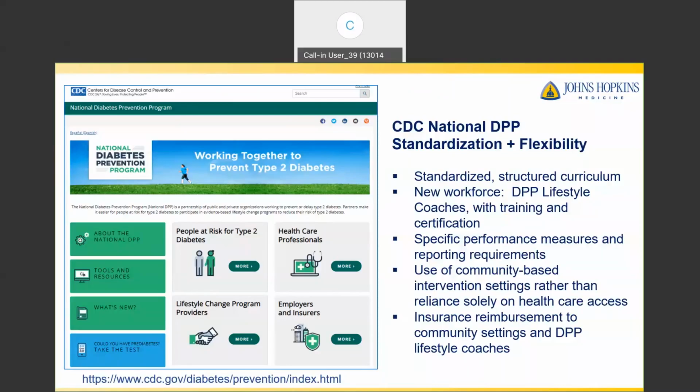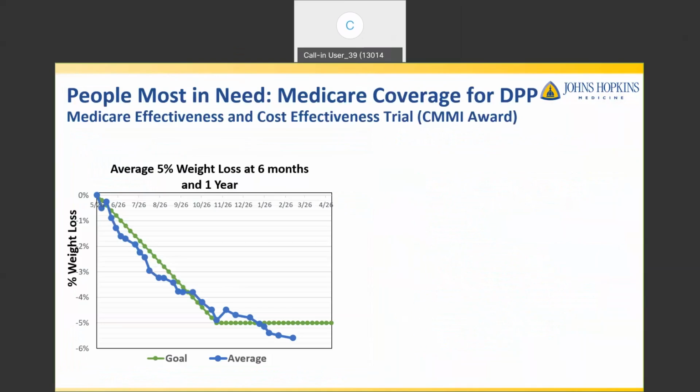And all of this is rather unprecedented, but something perhaps the most surprising, particularly when I talk to healthcare providers, is that insurance reimbursement from CMS is not for healthcare providers only. It goes to the DPP lifestyle coaches and community-based settings that are delivering the program, and that's critical.